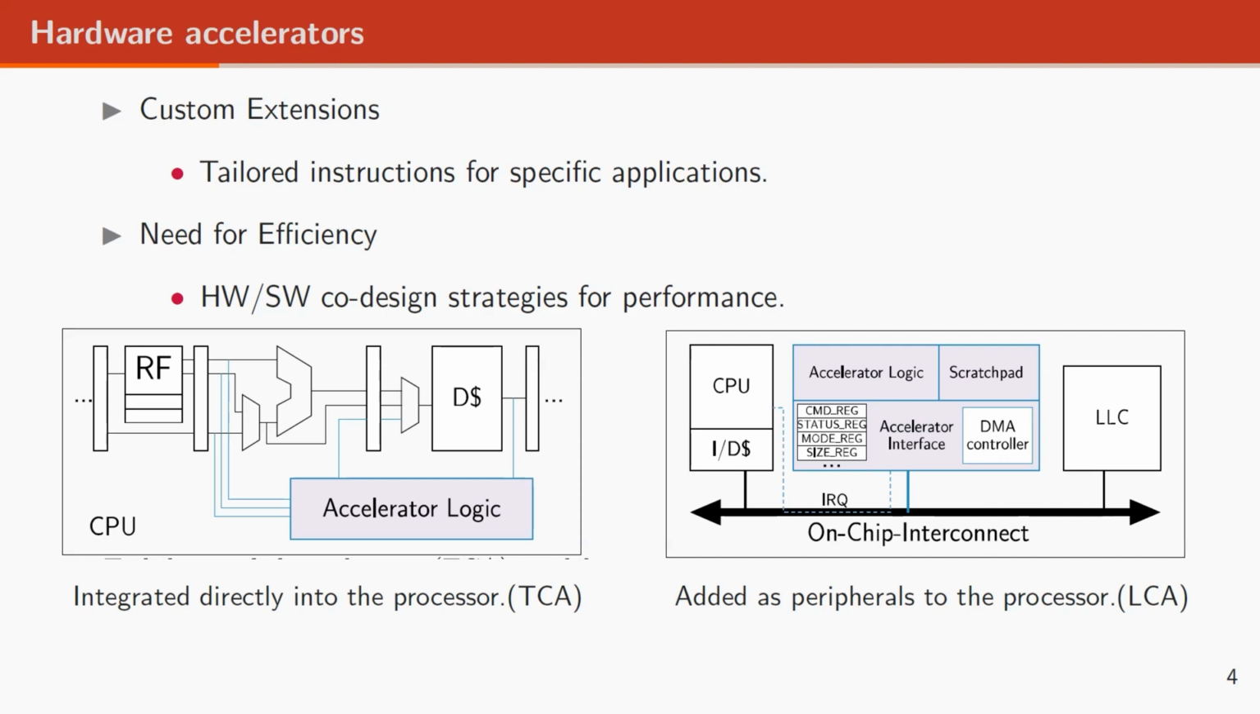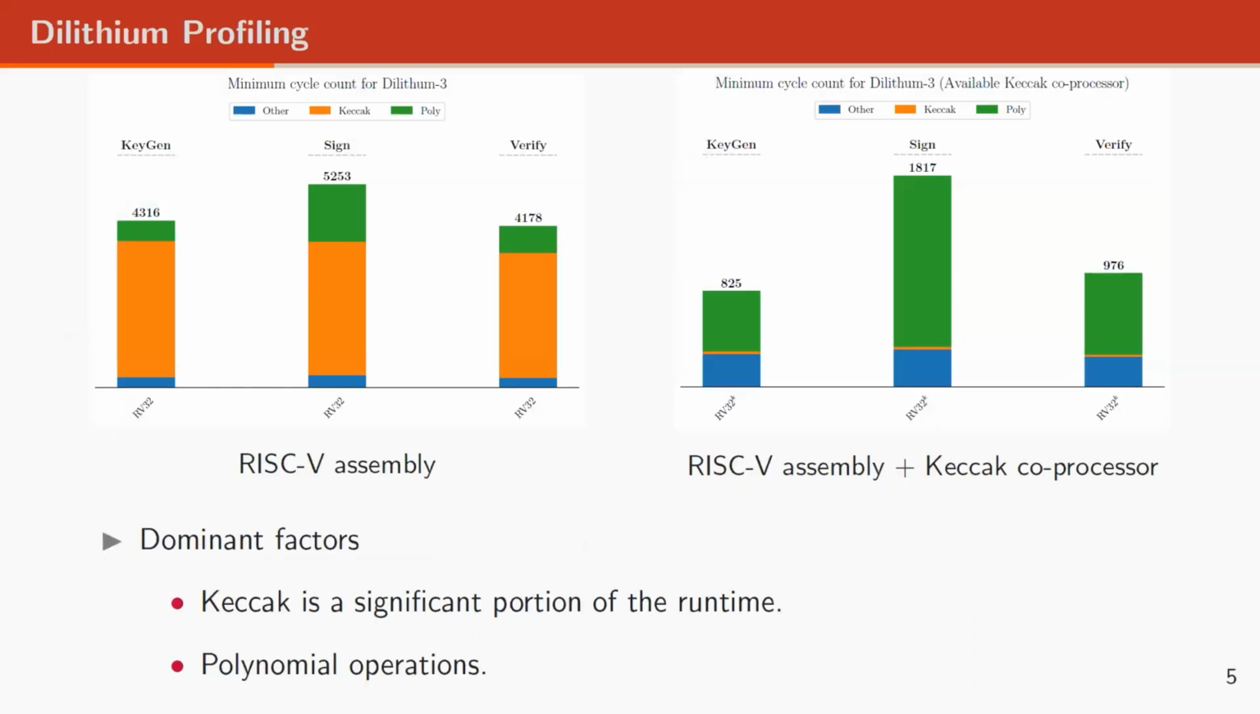So for efficiency, we decided that we need to have hardware-software co-design in these schemes. We chose also to go to a tightly coupled accelerator. So what are we going to accelerate from the whole scheme? We don't want to accelerate the full scheme. We wanted to target specific operations. So we started with profiling. On the left, you see the cycle count of Dilithium. In orange is Keccak, which is the most dominant factor in the scheme. In green are the polynomial operations. Every column is one of the three functions of Dilithium: the key generation, the signature generation, and the verification phase. After the Keccak, we see that the next dominant factor is polynomial operations.